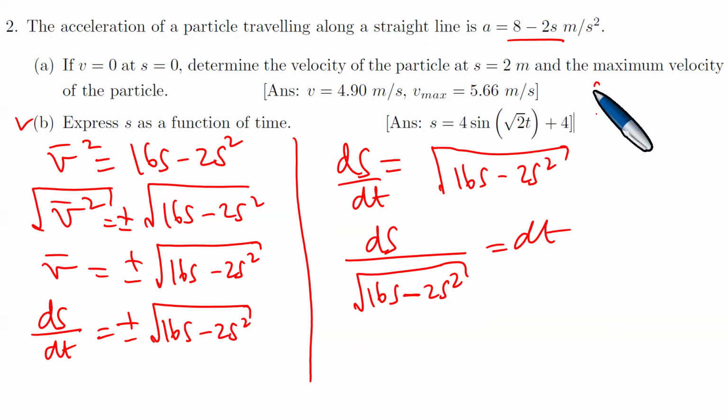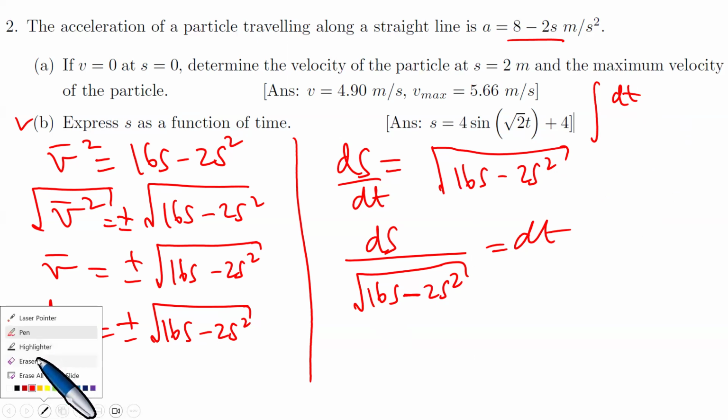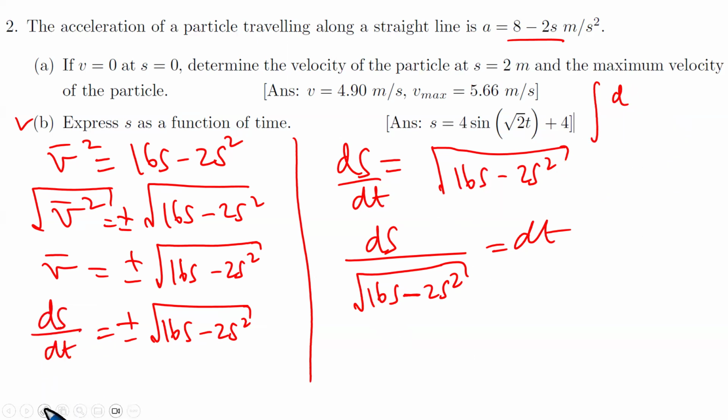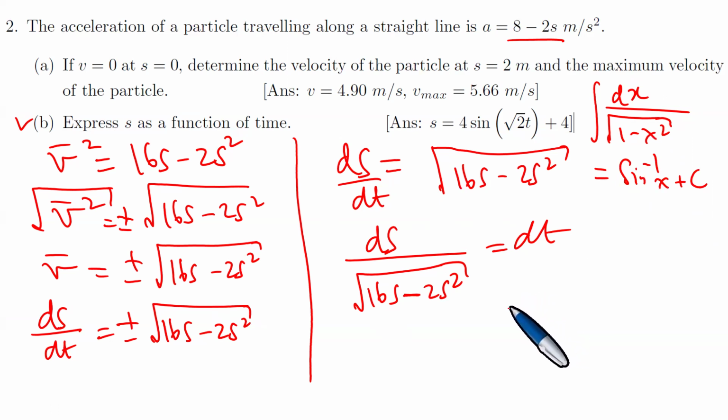there's something we need to know about the integral of dt, or normally you can put dx, it doesn't matter. The dx is very popular. So the integral of dx divided by the square root of 1 minus x squared. What is this integral here? This integral is the arcsine of x plus c.